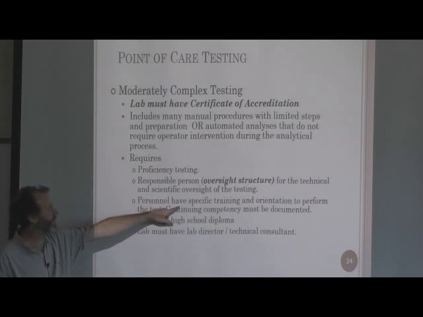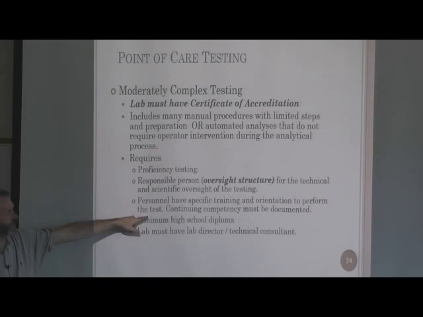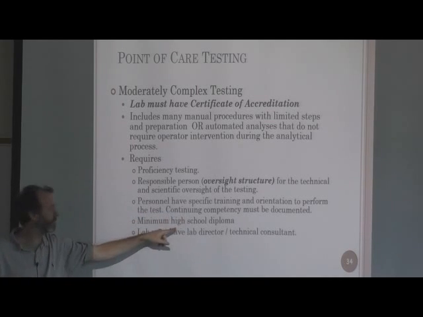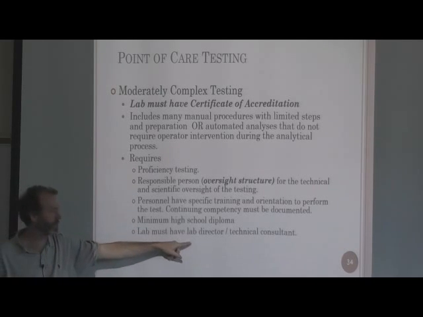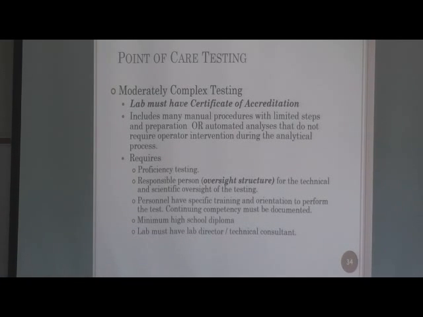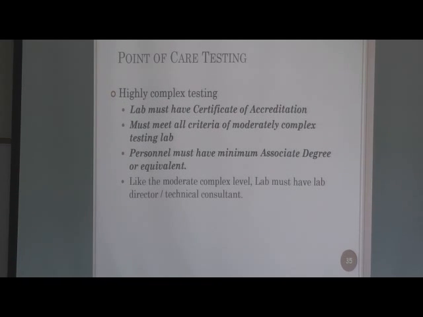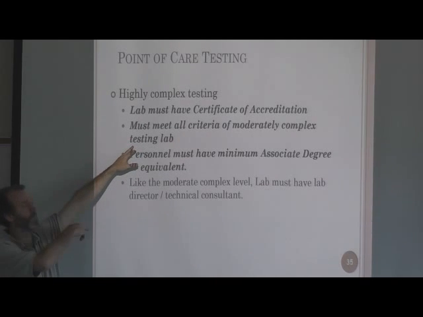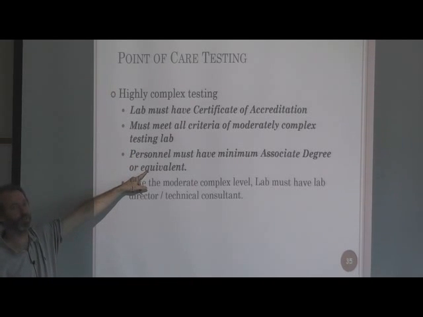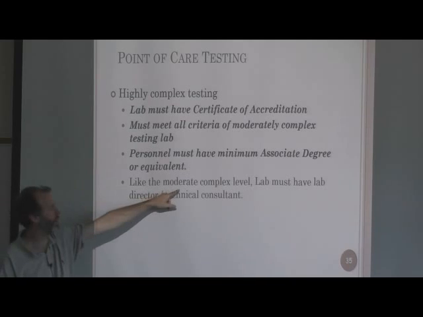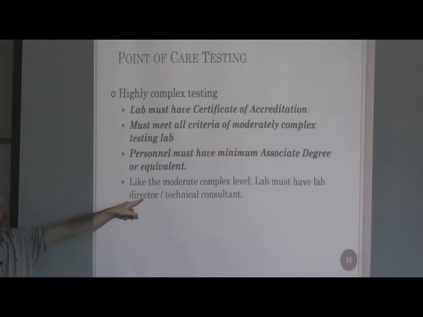Personnel have specific training and orientation to perform the test. Continuing competency must be documented also. And they have to have at least a high school diploma to do it. The lab must have a lab director and a technical consultant to be accredited to do moderately complex testing. Highly complex testing, again, you have to have a certificate of accreditation. It must meet all the criteria for the moderately complex testing lab. Personnel, however, have to have at least an associate's degree or equivalent. And unlike the moderate complexity level, the lab must have a director/technical consultant.